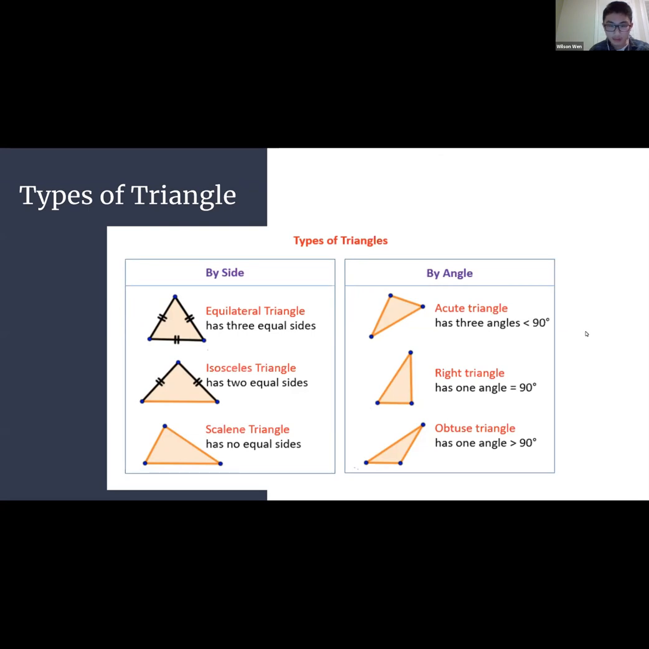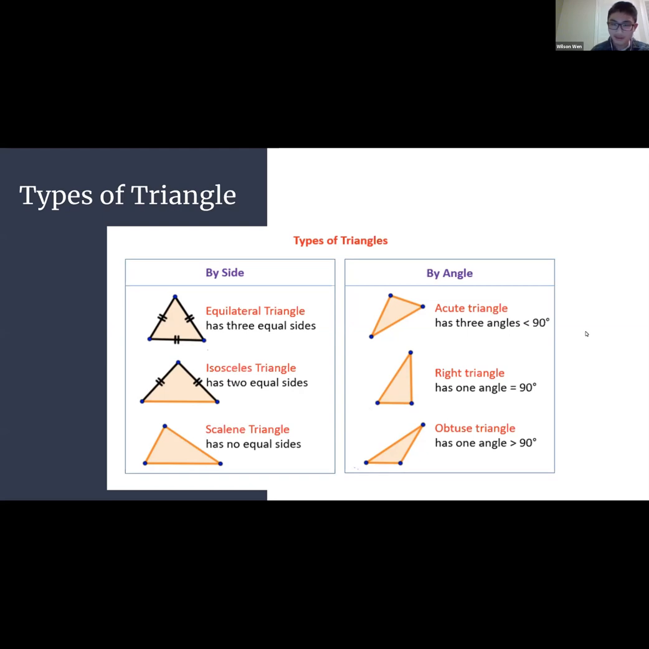So there are a few different types of triangles. If we distinguish them by side, we have equilateral triangle, which has 3 equal sides. We have isosceles triangle, which has 2 equal sides, and then we have scalene triangle, which has no equal sides.